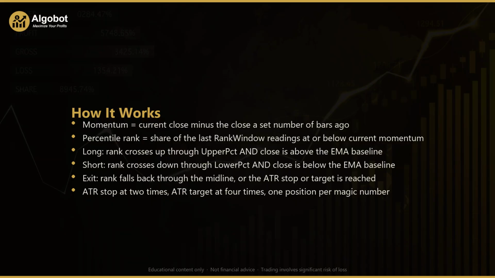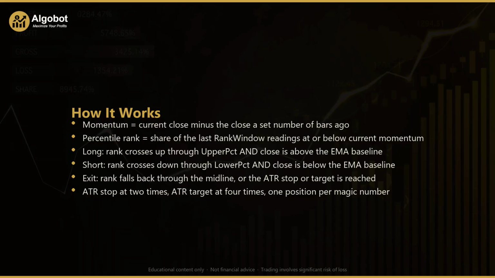Now comes the clever part. Rather than comparing that number to a fixed threshold, the strategy ranks it against its own recent history. It keeps a rolling window of the last 100 momentum readings, set by the RankWindow input, and asks a simple question. What fraction of those readings are at or below the current one? The answer is the percentile rank, a value between 0 and 100%. A rank of 90 means the current push is stronger than 90% of the recent past. Because it's measured on the market's own scale, the same setting behaves consistently on a calm pair and on a volatile one.